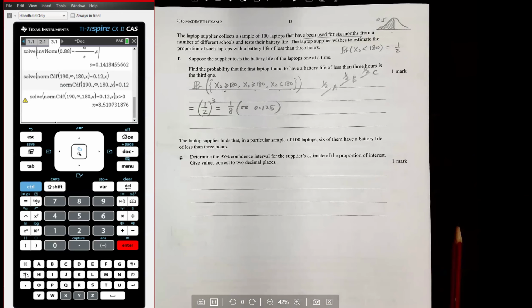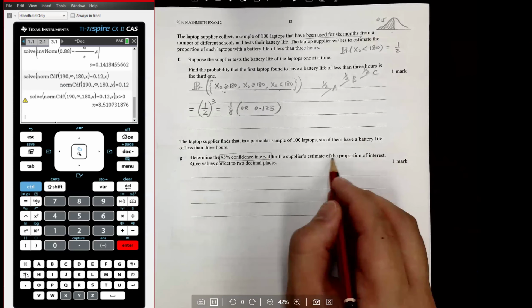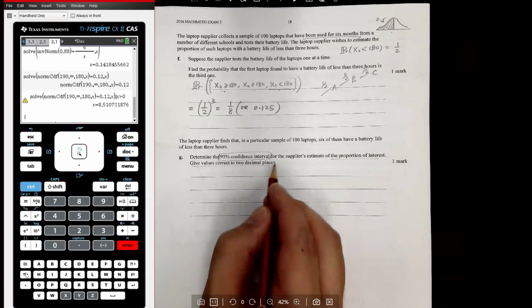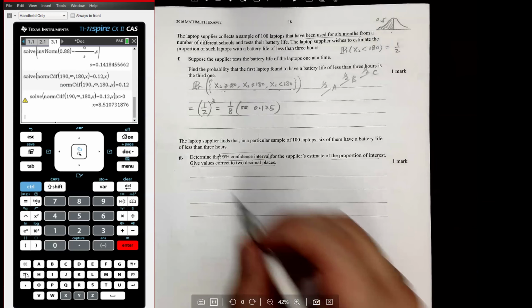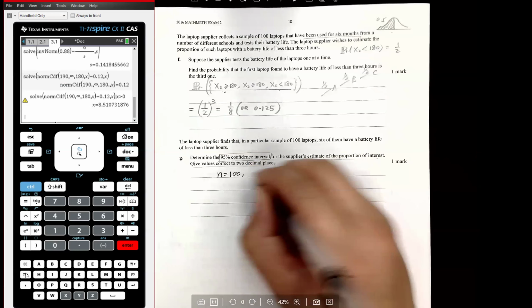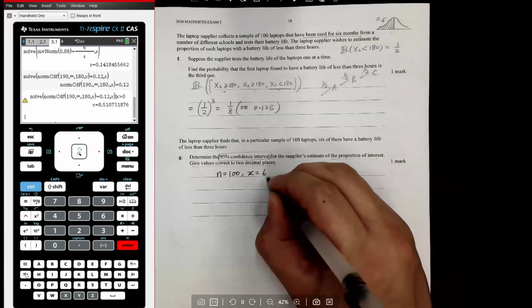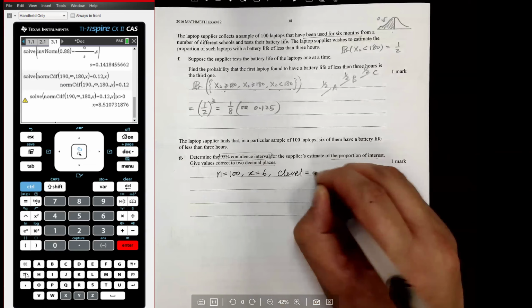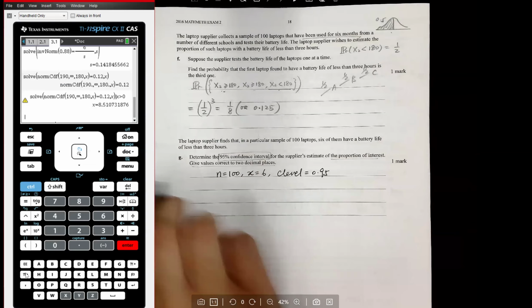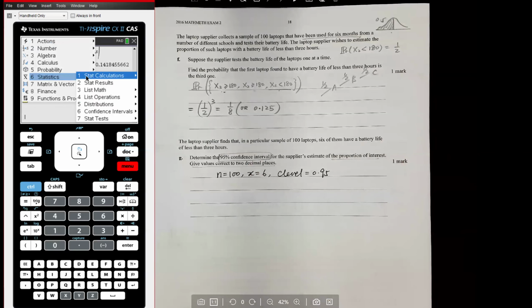The laptop supplier finds that in a particular sample of 100 laptops, 6 of them have a battery life of less than 3 hours. Now we want to determine the 95% confidence interval for the supplier's estimate of the proportion of interest. Give values correct to 2 decimal places. This is a classic calculator problem. So we have n equals 100, x equals 6, the number of interest, and C level is 0.95. I can just press the calculator buttons to get the confidence interval.